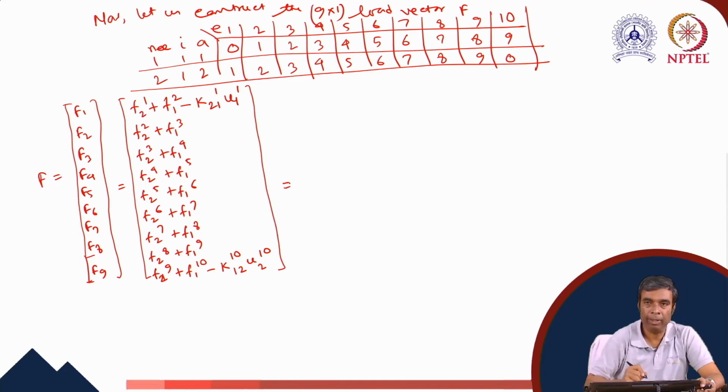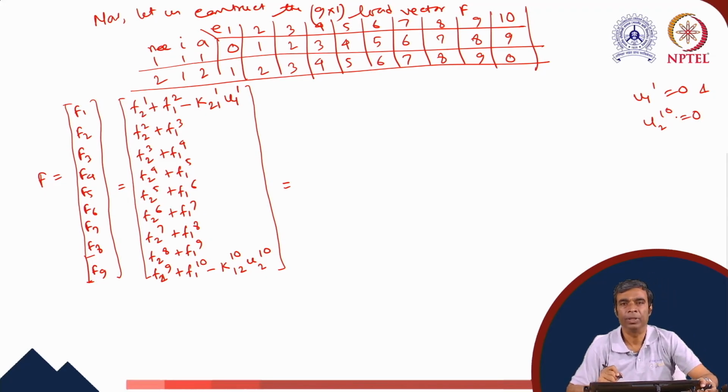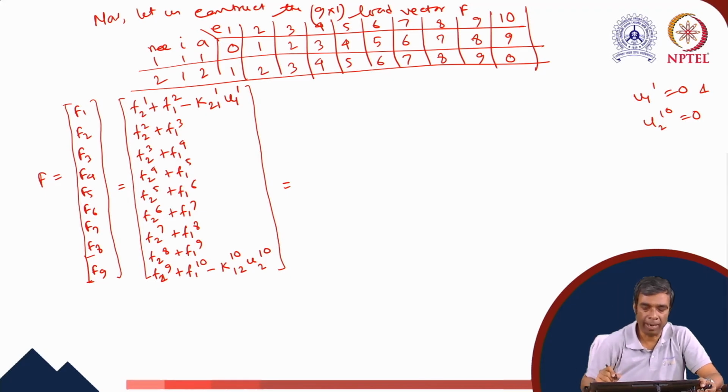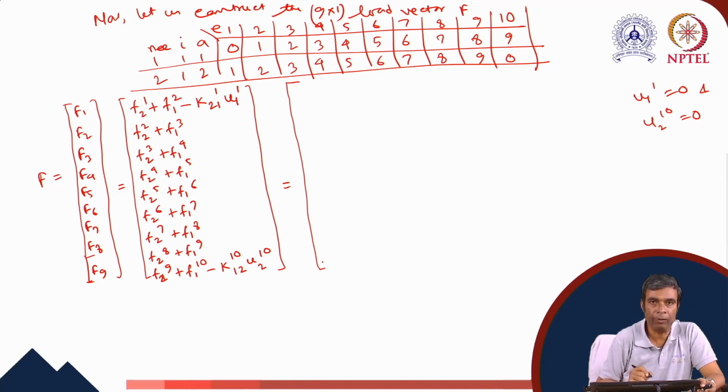Now we have U1 1 equals 0 and U2 10 equals 0. Because of that, the contribution of the essential boundary condition will both vanish. There will be 0 contribution from both. So here we are left with F2 1 and F1 2.